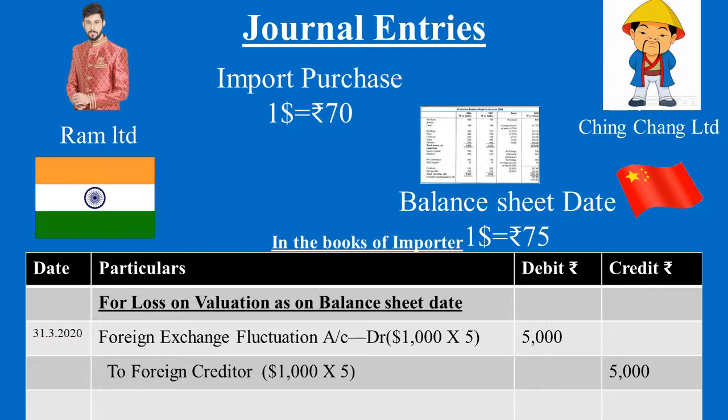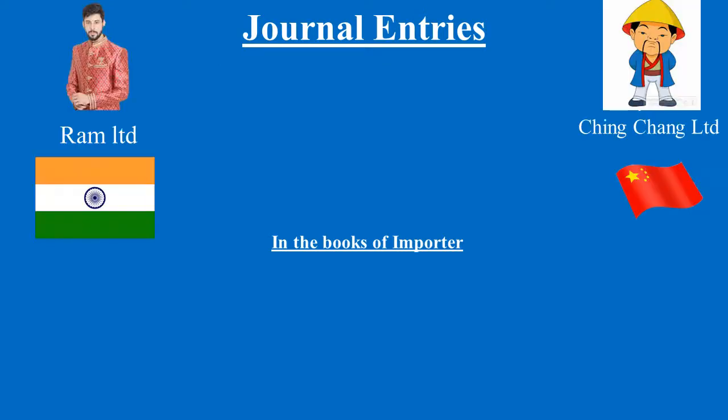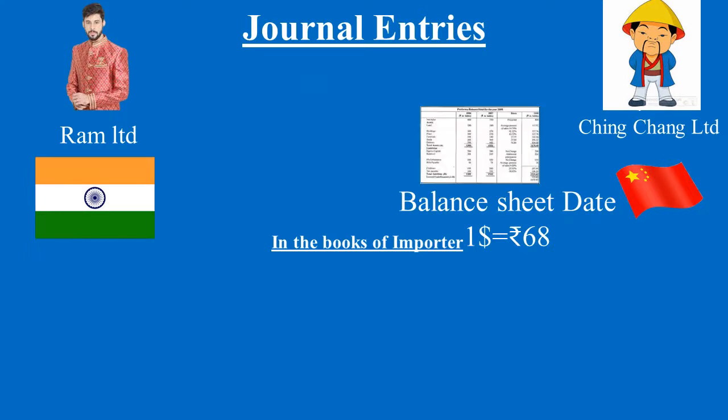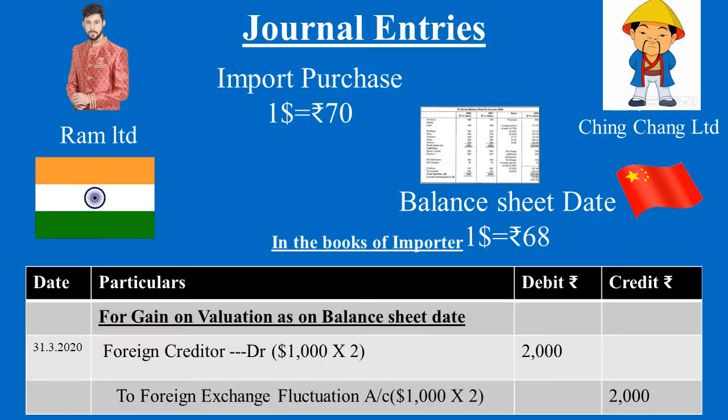So if it is a loss, then we have to debit the foreign exchange fluctuation account. So the entry will be foreign exchange fluctuation account debit, that is $1,000 into 5, and we have to credit the foreign creditor, that is $1,000 into 5. So this is the case of loss on valuation. Okay, it can also be profit on valuation. Let us understand this. As on balance sheet date $1 is 68 rupees and import purchase is 70 rupees.